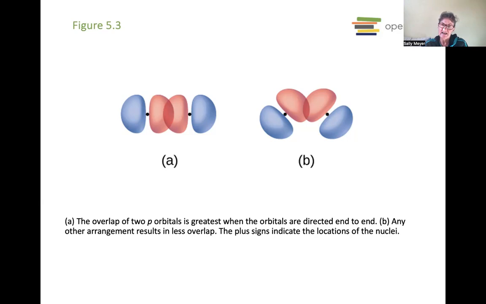So in A, they're showing you a bond that could be formed from a p orbital on two atoms overlapping head on head. Whereas in B, if you notice, that's not going to form much of a bond because there's very little overlap if they're not head on head.